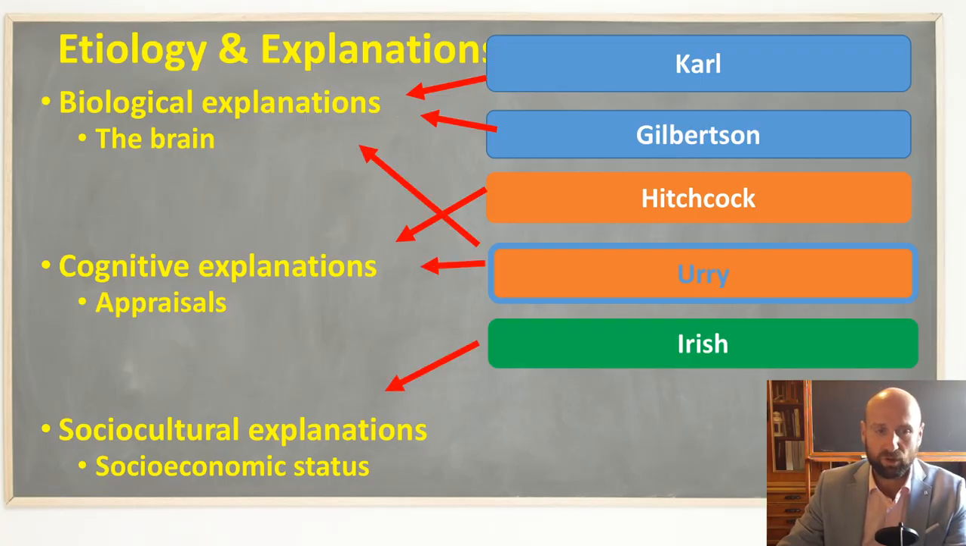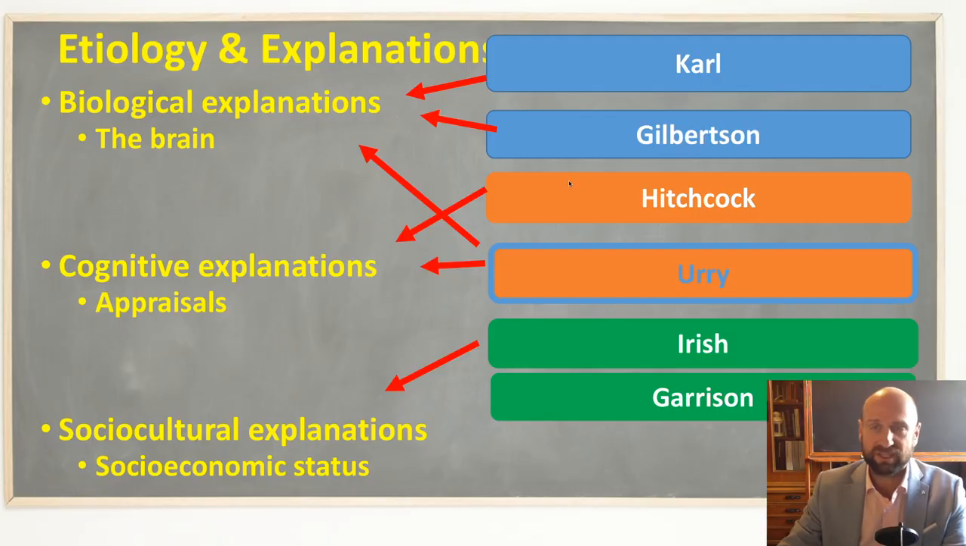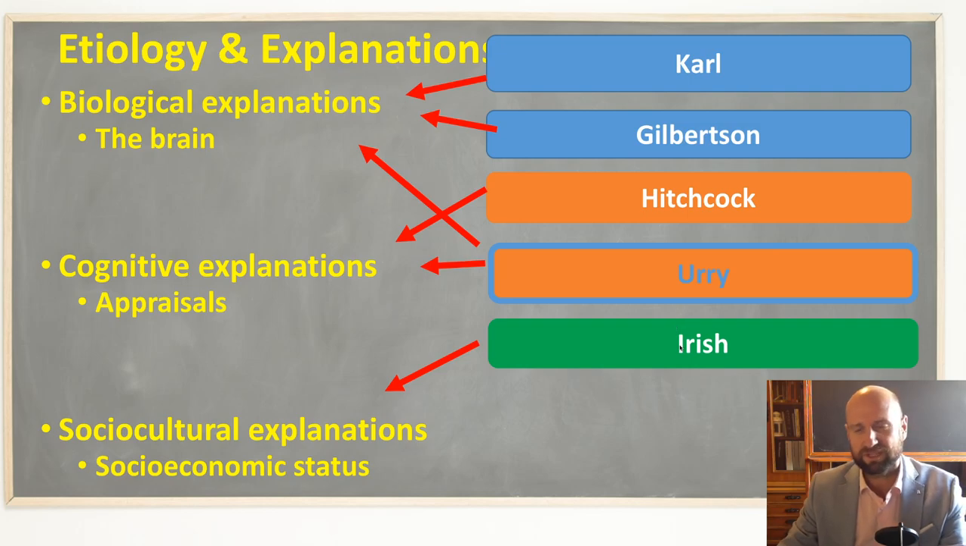Then we get into the sociocultural approach. And we see Irish et al. was a study that compared men and women after car crashes and showed that women were more likely to get PTSD. I might be mistaking the traumatic event here with men and women. Was it Hitchcock? Hitchcock and Irish. I sometimes get the methodology confused here. But regardless, Irish et al. found that the women were more likely to develop PTSD after a traumatic event.